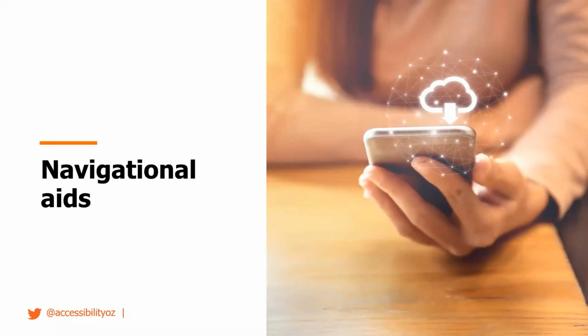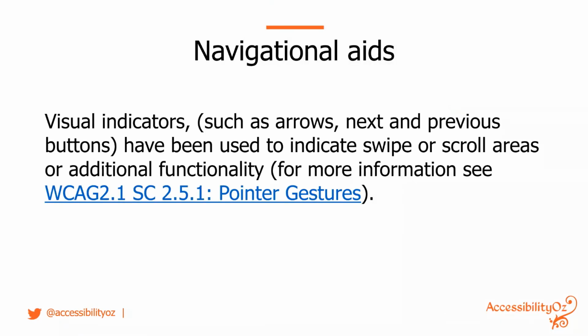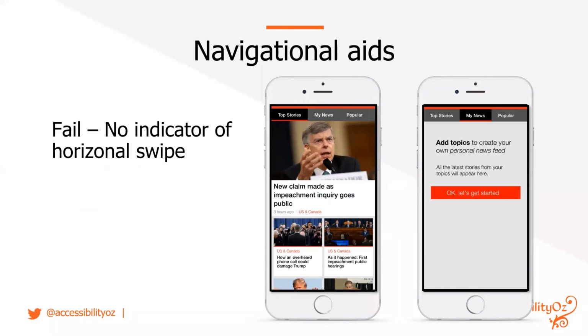The next section is navigational aids. Visual indicators such as arrows, next and previous buttons have been used to indicate swipe or scroll areas or additional functionality. For more information, see WCAG 2.1 Success Criterion 2.5.1 Pointer Gestures. So here is the BBC News, I believe, and you have tabs at the top: top stories, my news, popular. If you swipe from right to left, you actually move to the next tab. The entire page moves. However, there's no indicator that a horizontal swipe will actually do that.